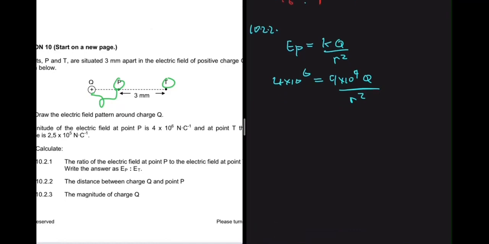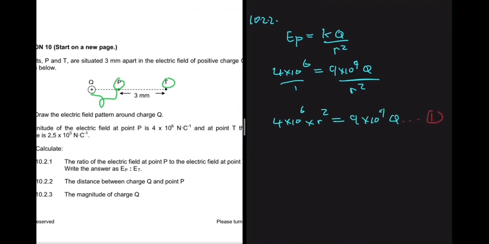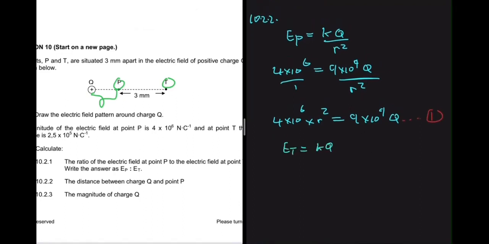So here, just to finish this off, let's cross multiply. If we cross multiply, we're gonna get 4 times 10 to the 6 multiplied by R squared is equals to 9 times 10 to the 9 multiplied by Q. And then we can call this our equation 1, right? And now to use point T, we're going to say that ET is equals to KQ divided by R squared.